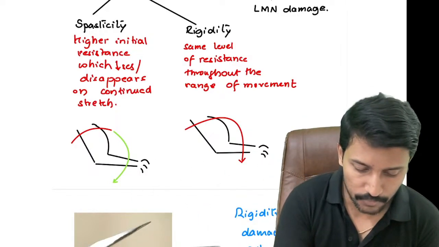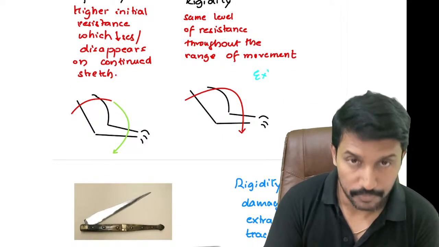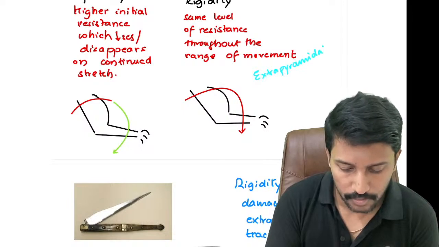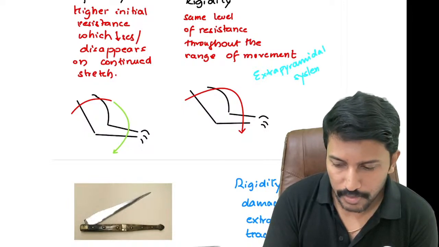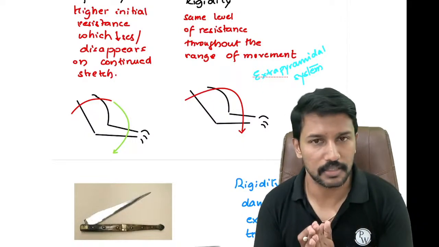Rigidity indicates that we have a lesion affecting the extrapyramidal system. It indicates that there is a lesion involving the extrapyramidal system. Can anybody give me an example of a disorder affecting the extrapyramidal system where we can see rigidity?